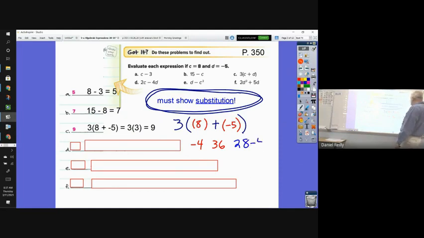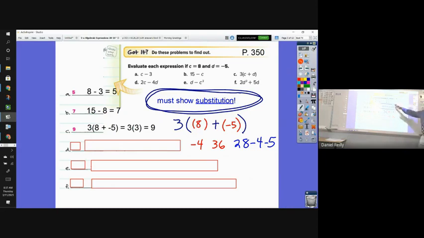2C minus 4D. It looks like that. It's like 28 minus 4. This looks like 28 minus 4 minus 5 to me. Does it not look like 28 minus 4 minus 5? Okay, so this is not good.